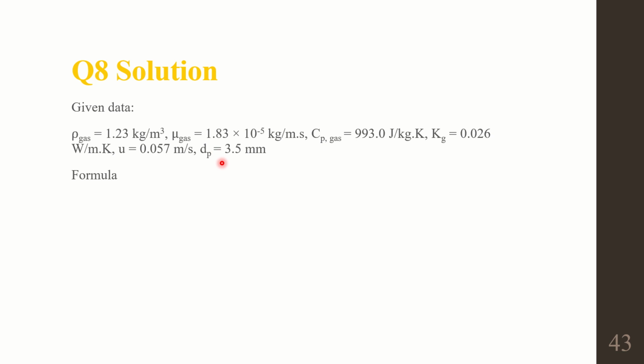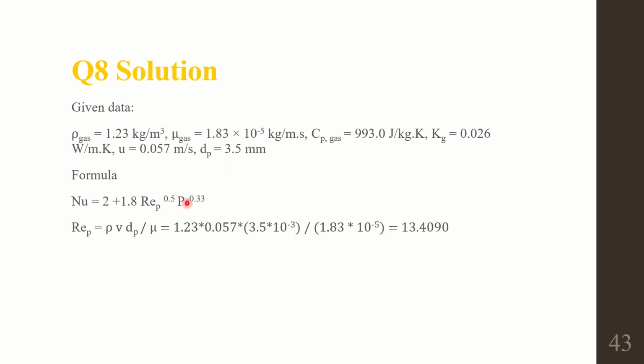The formula for calculating Nusselt's number is similar to the Sherwood number. Sherwood number is for mass transfer, Nusselt's number is for heat transfer. Whereas in the Sherwood number we use the Schmidt number, in Nusselt's number we use the Prandtl number. That is the only difference.